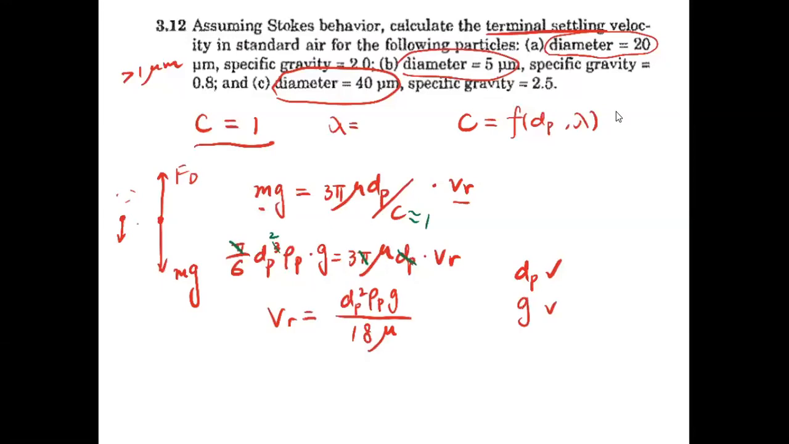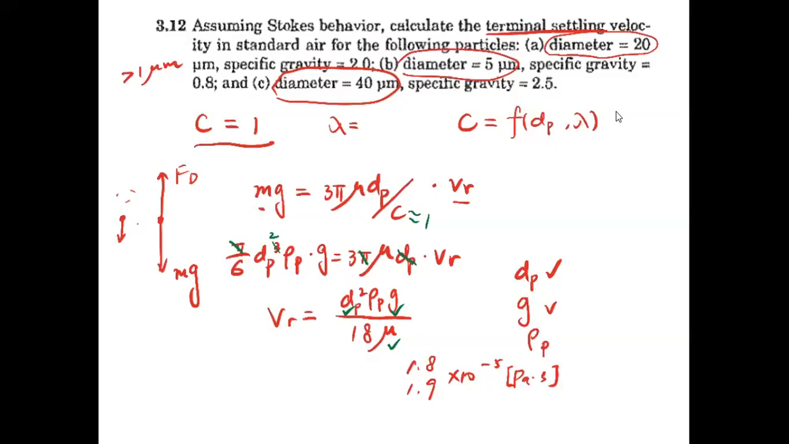So we have the particle size ready, g ready, the air viscosity, right? We can just use standard condition. So that's typically around 1.8 or 1.9, multiplied by 10 to the negative 5 Pascal second. Okay, so this is also standard units. And then the only thing we don't know right now is the density.